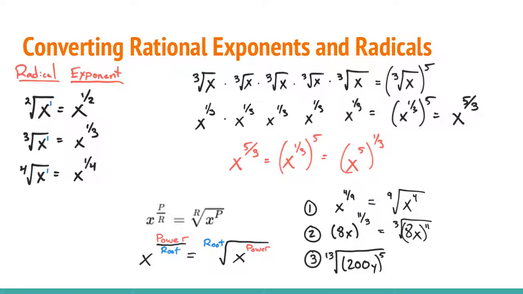For the third example, you have a radical. You're converting it into an exponent. So you have 200y, which all has that power of 5 on the inside of that radical. So the power would be 5. The root would be 13. So all you would have to write is 5 over 13 as your exponent. So here are your ways that you can convert a rational exponent into a radical or vice versa.